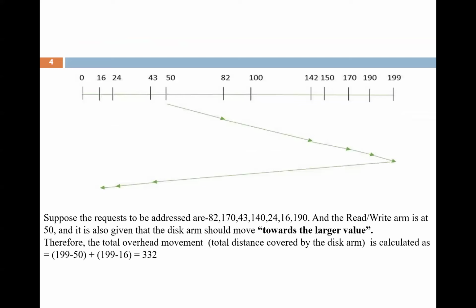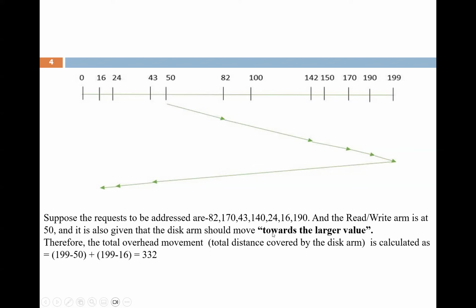Okay, so here is one example of the scan algorithm. Suppose the requests to be addressed are in this queue, starting from 82, 170, 43 up to 190, and the read-write head, or arm, initial position is given at 50. It is also given that the arm should move towards the largest value, so it will move from 50 to 199. In some cases, if it is given that it should move towards the smallest value, it will go in the opposite direction.